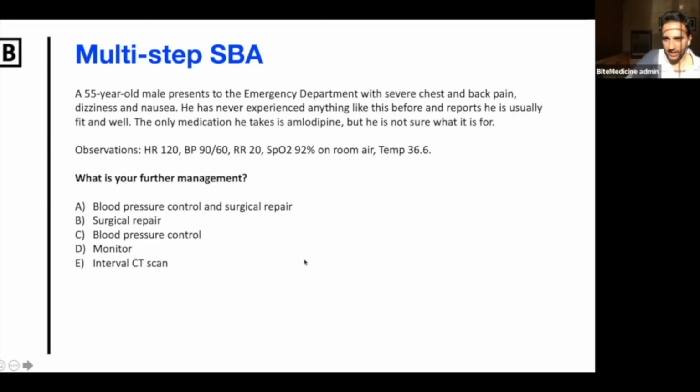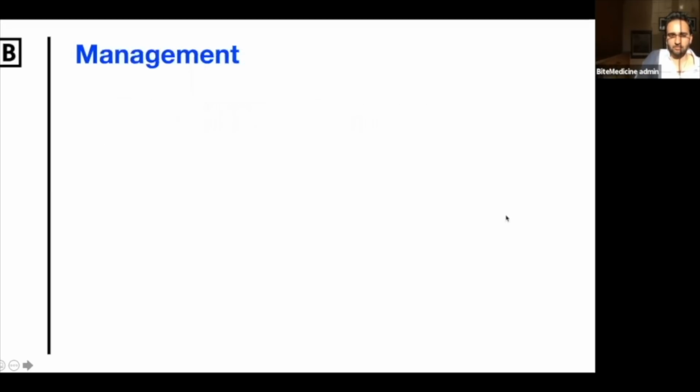A. Brilliant. So A is correct. A over B. And I'm going to explain on the next slide what I mean by blood pressure control. Obviously, monitoring means they're going to die, and an interval CT scan is inappropriate as well. They'll probably be dead by the time you repeat any CT scan. But let me explain what I mean by A there.